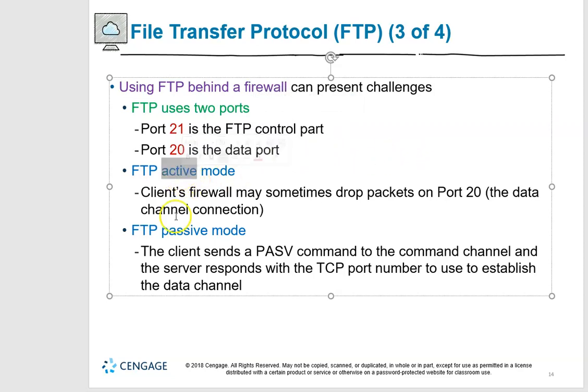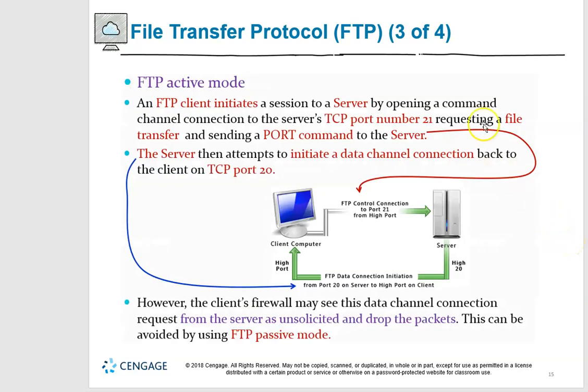It has two modes, active and passive. The client's firewall can sometimes drop packets on port 20. Remember, that's the data connection. And in passive mode, the client actually sends a special command called PASV to the command channel, and the server responds with a port number to establish the data channel when you're in passive mode as opposed to active mode. Alright, so this is an example of active mode. You can see the client computer here on the left and the server computer on the right.